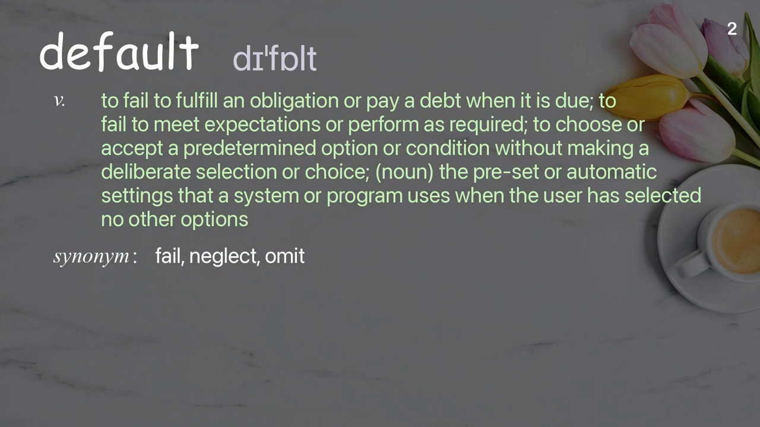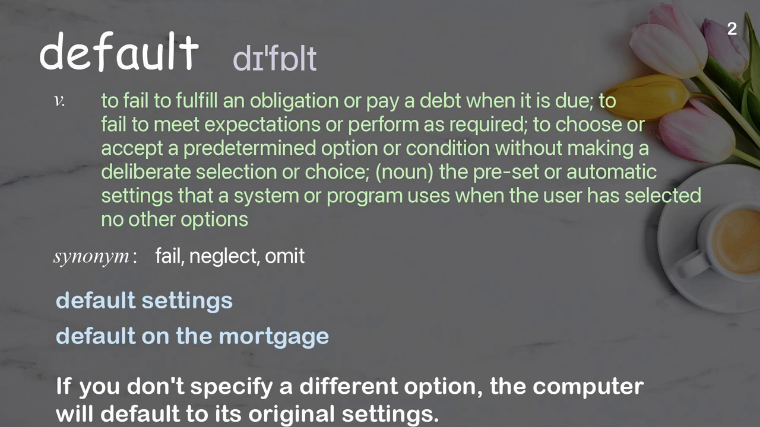Default. To fail to fulfill an obligation or pay a debt when it is due, to fail to meet expectations or perform as required, to choose or accept a predetermined option or condition without making a deliberate selection or choice. Noun: the preset or automatic settings that a system or program uses when the user has selected no other options. Examples. Default settings. Default on the mortgage. If you don't specify a different option, the computer will default to its original settings.